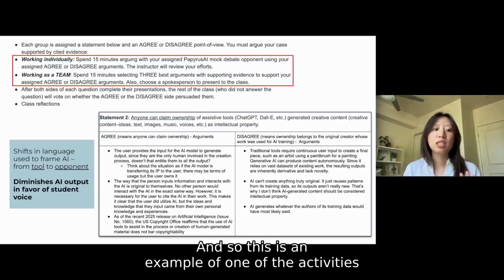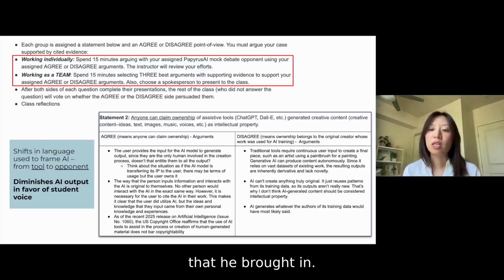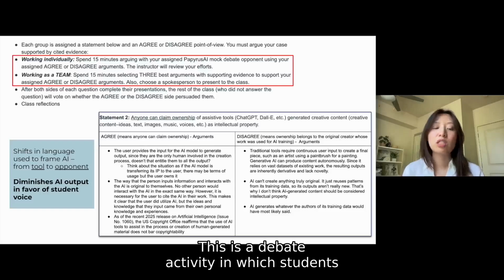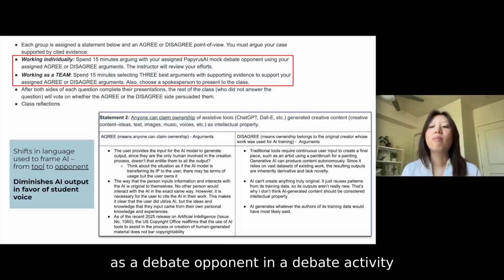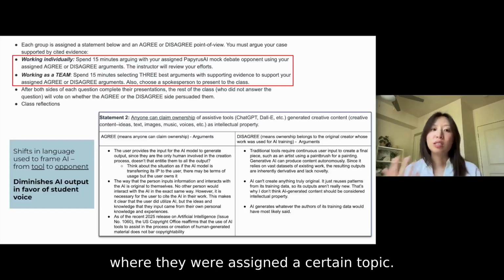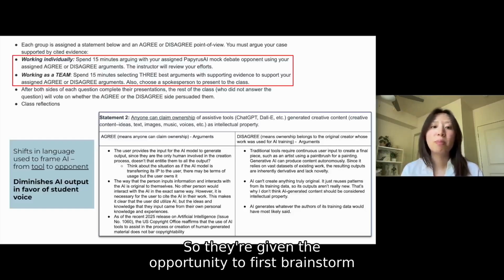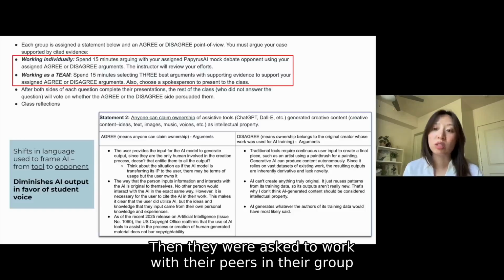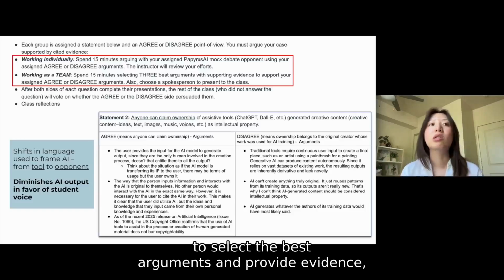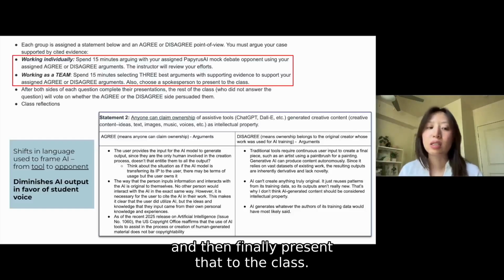And so this is an example of one of the activities that he brought in. This is a debate activity in which students were asked to first individually argue with PapyrusAI as a debate opponent in a debate activity where they were assigned a certain topic. So they're given the opportunity to first brainstorm and develop their ideas through this interaction with the AI. Then they were asked to work with their peers in their group to select the best arguments and provide evidence, and then finally present that to the class.